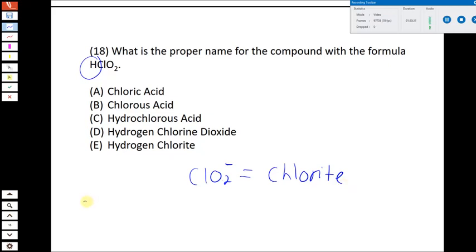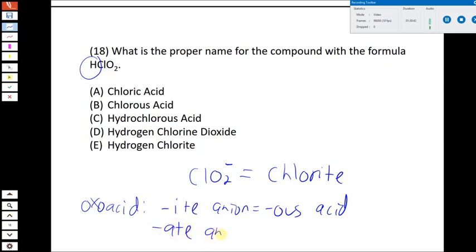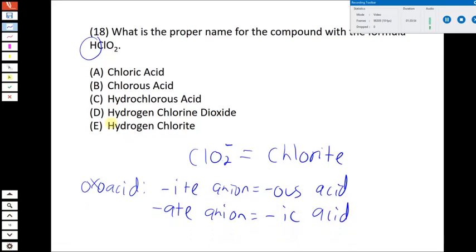And then this is what's called an oxoacid. So this is an acid that has a polyatomic anion, one of these ones that has one or more oxygens in it. And so for these, if you have an ITE anion, as we said, that becomes an OUS ending for the acid. If you have an ATE anion, so these oxoanions either end in ITE or ATE, those are the only two endings they have. And for the ones that end in ATE, you turn that into an IC ending for the acid, IC.